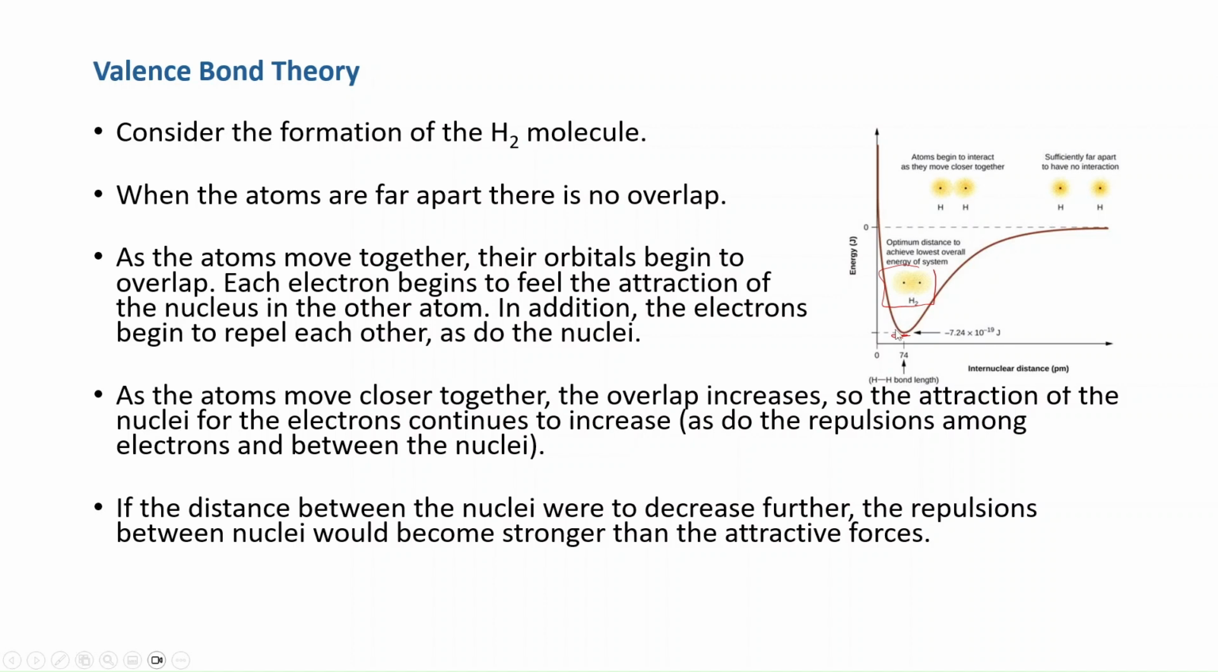But if you get them any closer than that, now the repulsion becomes stronger, and the energy goes up. So it is only when the 2 atoms are at a Goldilocks distance, not too close, not too far, that you form a covalent bond.